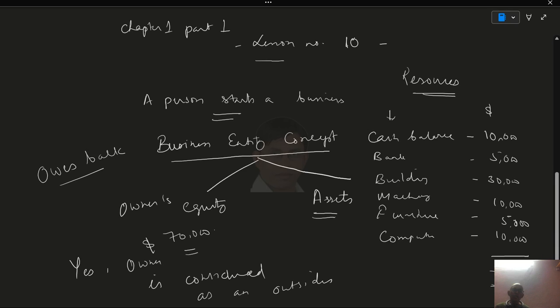The resources which are used by the business are assets. The liability, which is a commitment which the business has to pay back to the owner for providing the assets to the business, is known as owner's equity. So always assets are equal to liabilities.